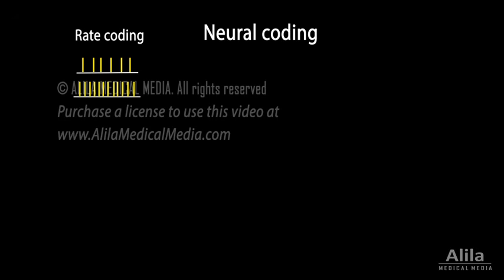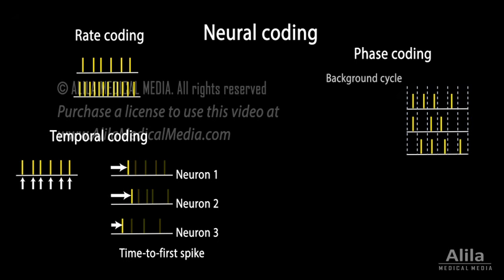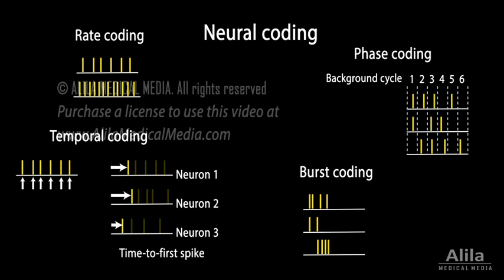Various coding methods have been proposed, including temporal coding, which emphasizes the precise timing for each action potential spike, in particular, the first spikes produced by a population of neurons. Phase coding, in which neurons transmit information by firing at different phases with respect to a background cycle. And burst coding, where neurons communicate in a burst of spikes with characteristic spike numbers and intervals between them.